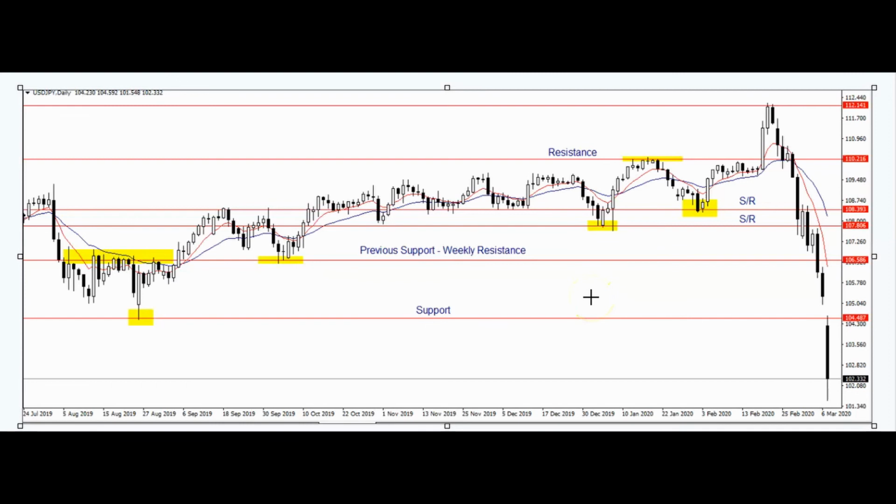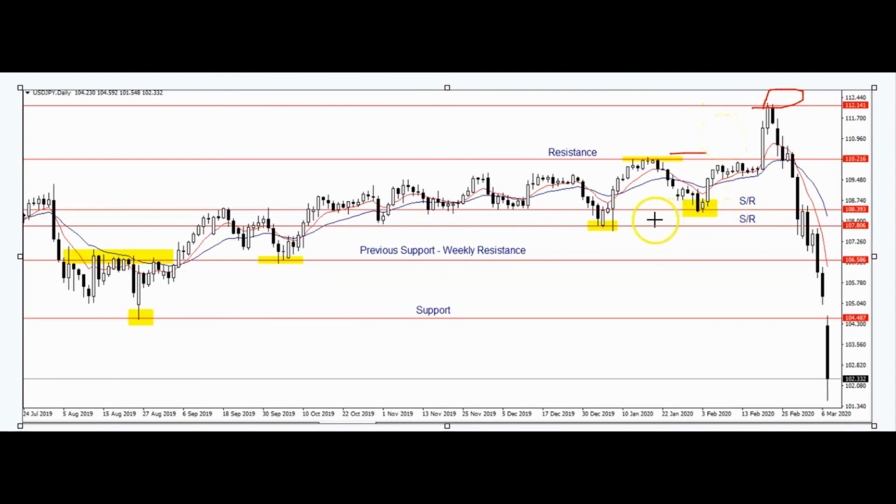Here we have the US dollar Japanese yen. Clearly I have a neutral bias on this pair as I'm talking to you. We do have a false breakout here at previous resistance at 110216, which created a new high of 112141. This was purely a false breakout.